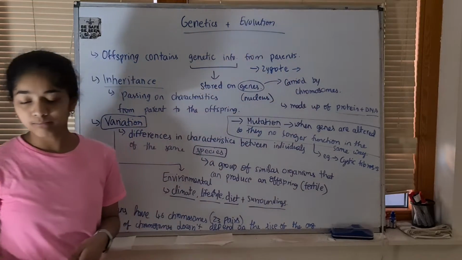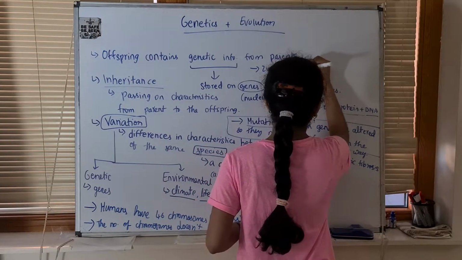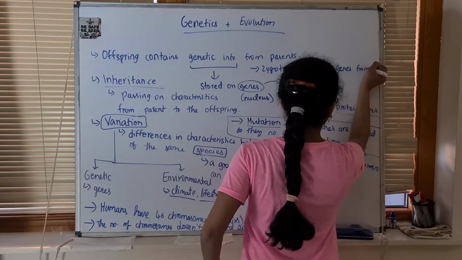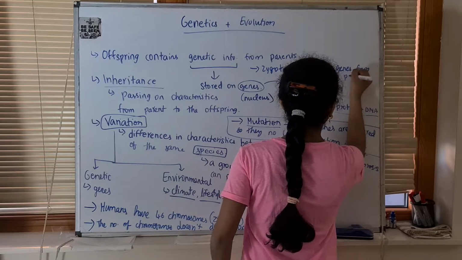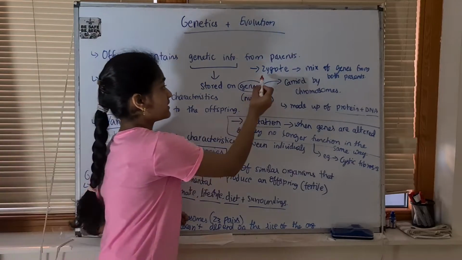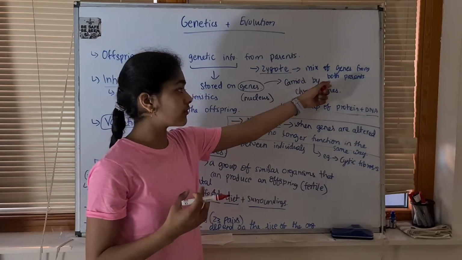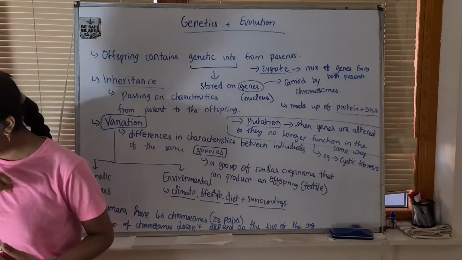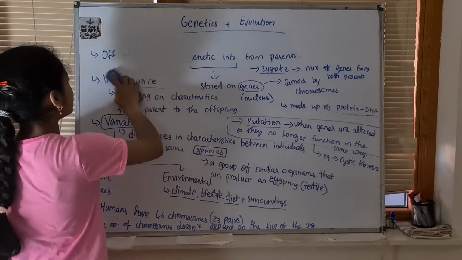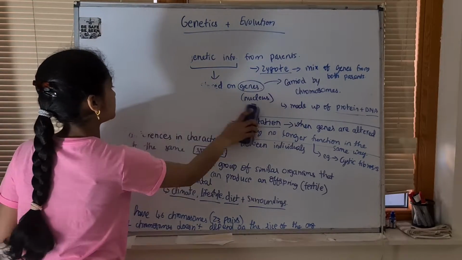A zygote is formed from both parents. It contains a mix of genes from both parents. This is a zygote. It's like a ball that's formed after fertilization, with a mix of genes from both parents. Now, there are two different types of genes. Let's look at types of genes now.